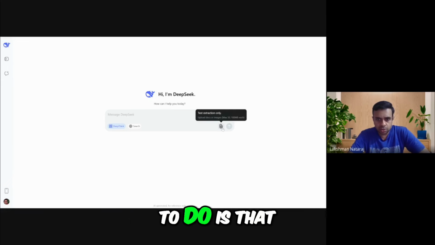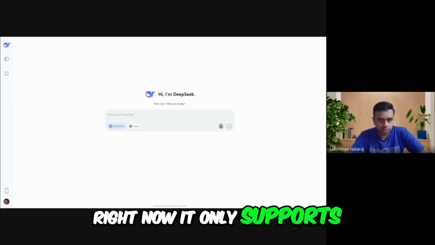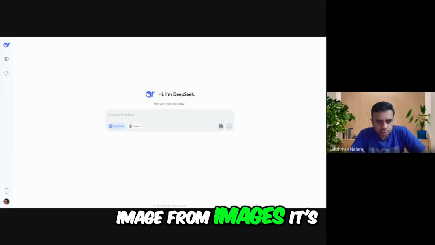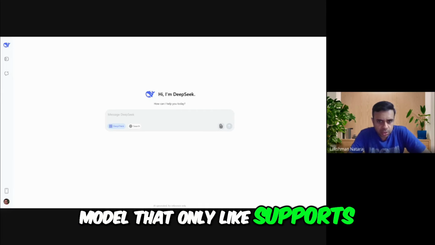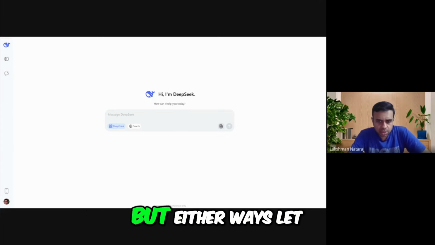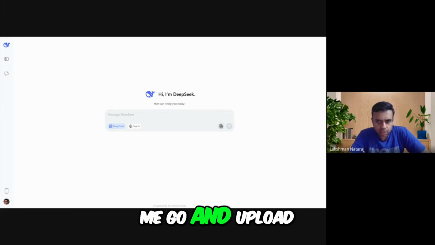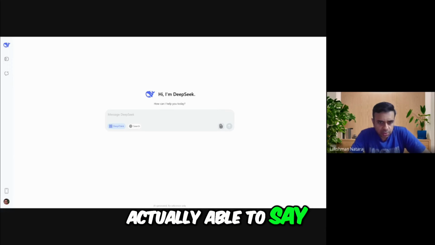And then what I'm going to do is attach this. Right now it only supports text extraction from images. It's not a full vision model. But either way, let me go and upload this image, and then let's see what it's actually able to say.